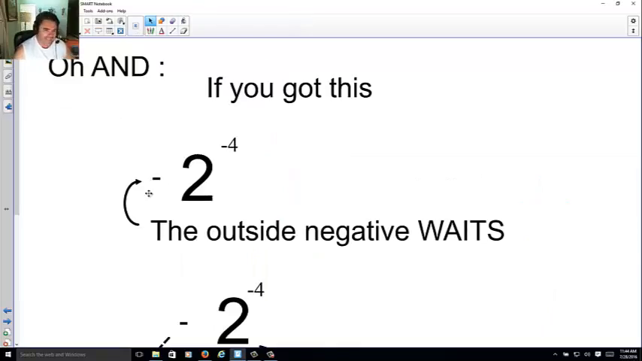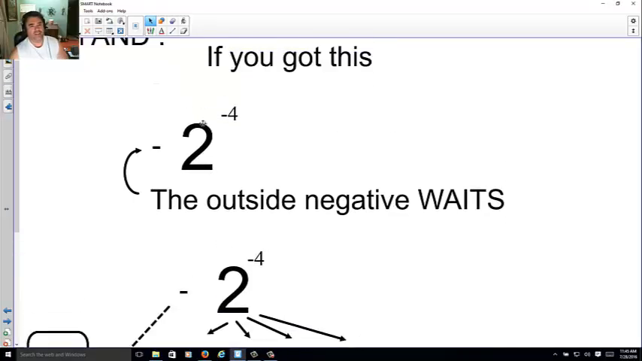And if you got this, negative 2 to the negative fourth, this is not a case where two negatives make a positive, because this negative is controlling the outcome after this is settled. Remember, the exponent goes first. The negative has to wait its turn. Do this part first.